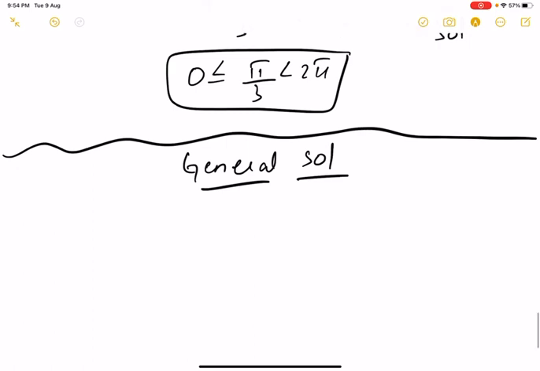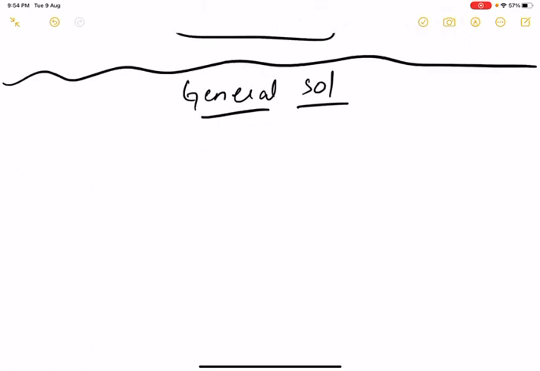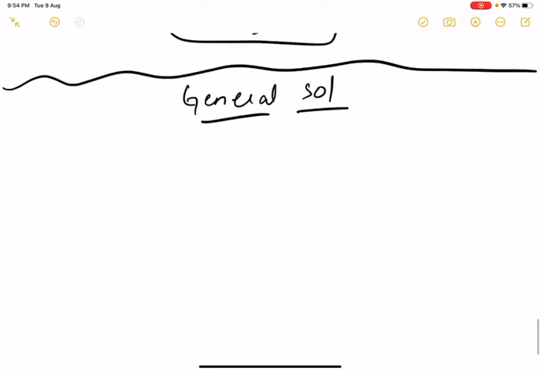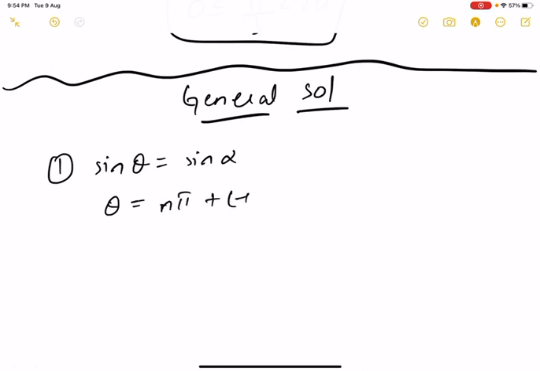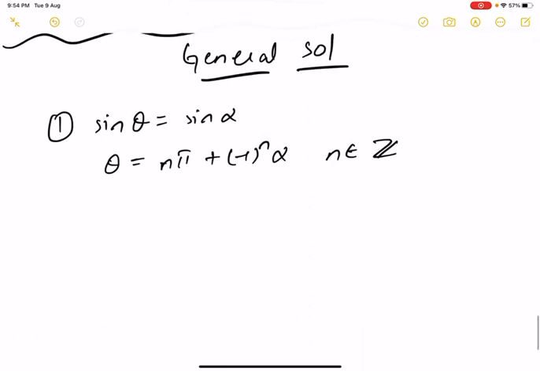For general solution, actually you just have 4 formulas. So I'll just write them down. First is sine theta is equal to sine alpha. What is the solution for this? It is theta is equal to n pi plus minus 1 raised to n alpha, where n is an element of integer. This is just a revision of what has been done in class.